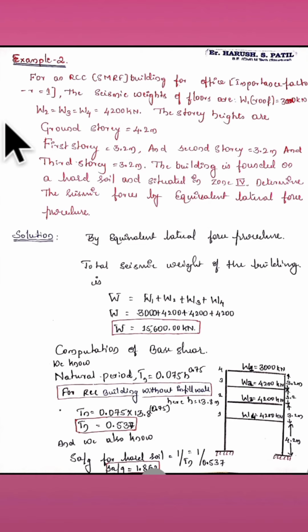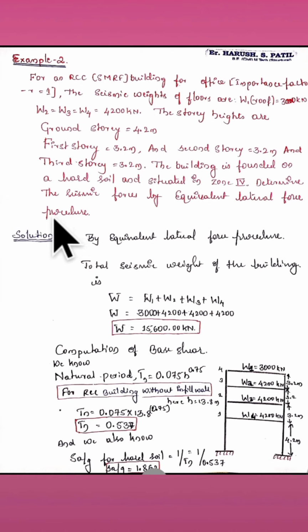The story heights are: for the ground story 4.2 meter, first story 3.2 meter, second story 3.2 meter, and third story 3.2 meter. The building is founded on hard soil and is situated in zone 4. Determine the seismic forces by the equivalent lateral force procedure. This is the question.